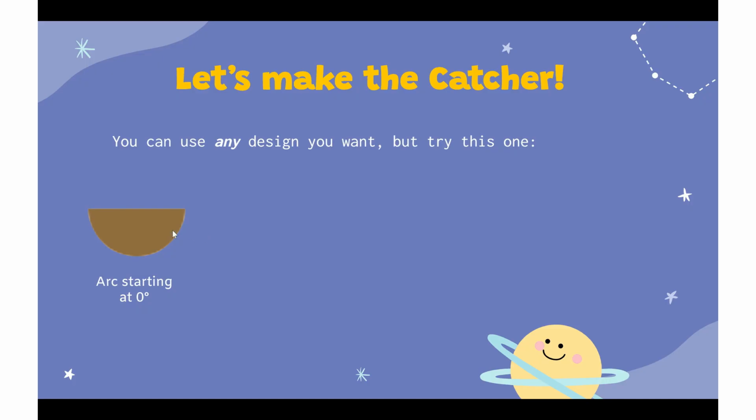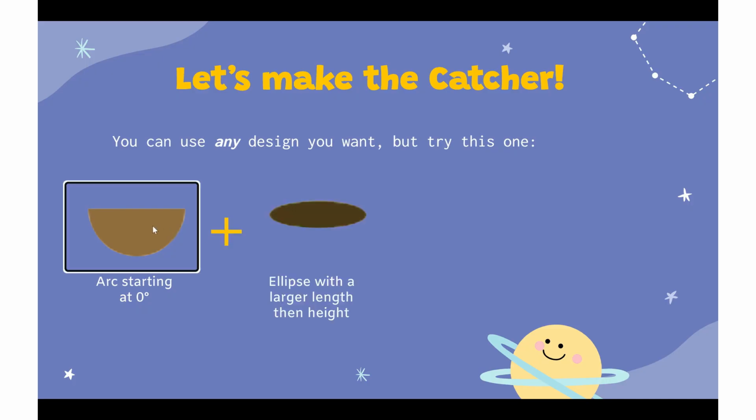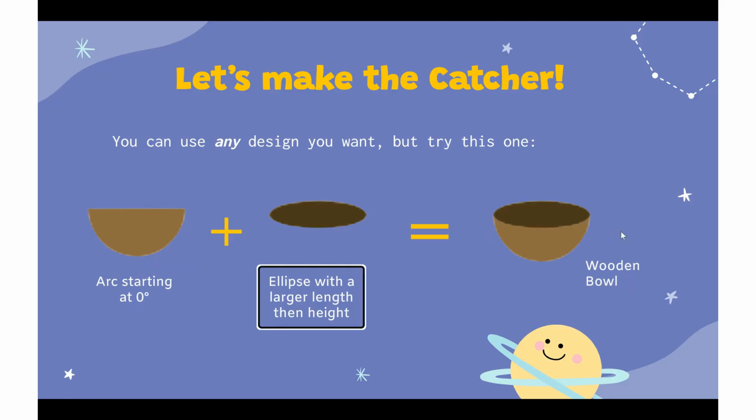All right, and then this will be the base of the catcher. And then if we have another ellipse with a larger length and height, and we add those together, we get a kind of 3D looking effect of a wooden bowl. Isn't that pretty cool? Again, you can use any design you want, but this one is not that complicated and looks pretty good, and looks like it actually would catch the apples.